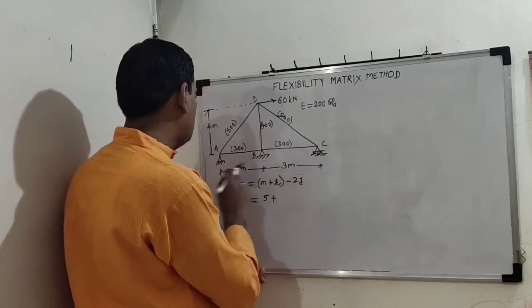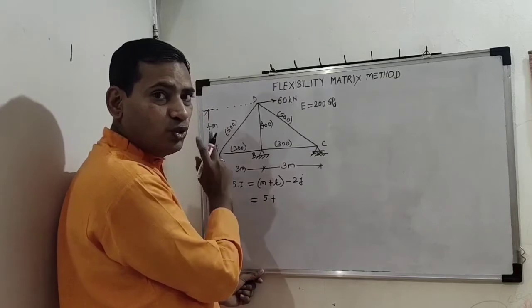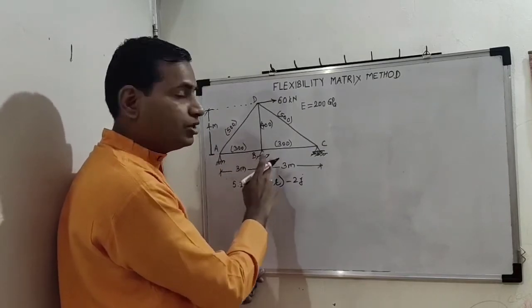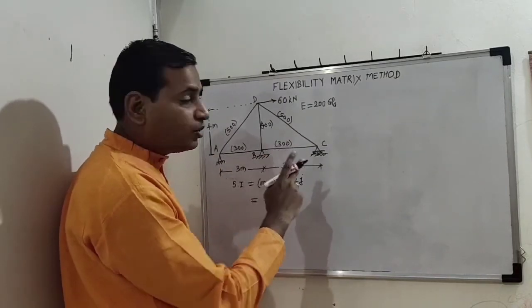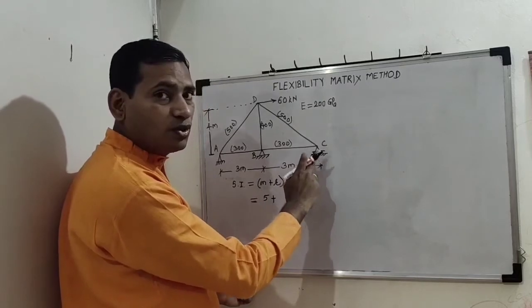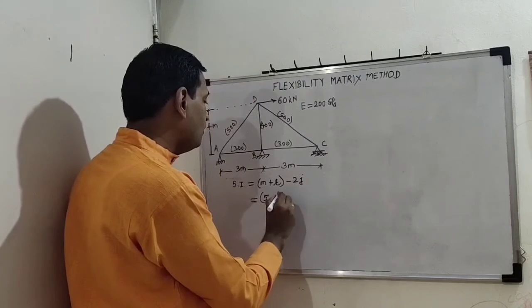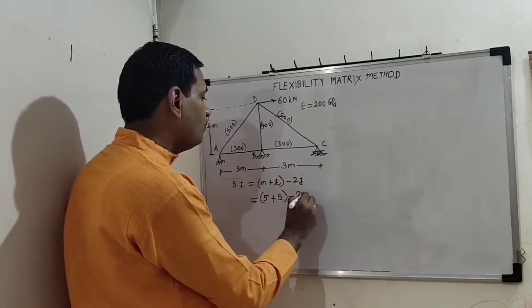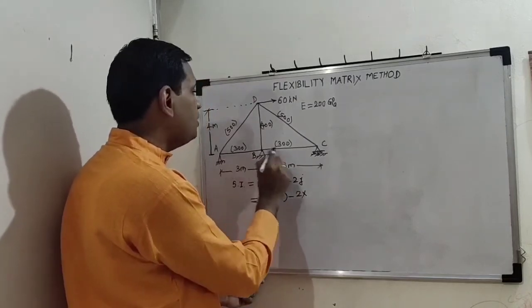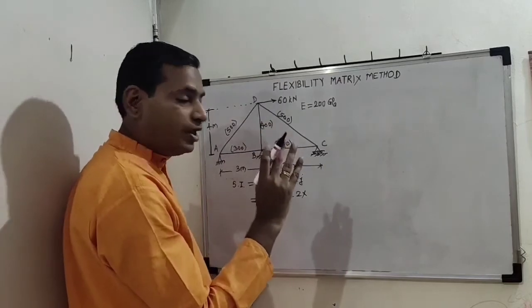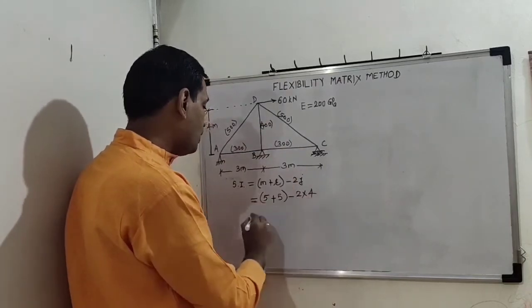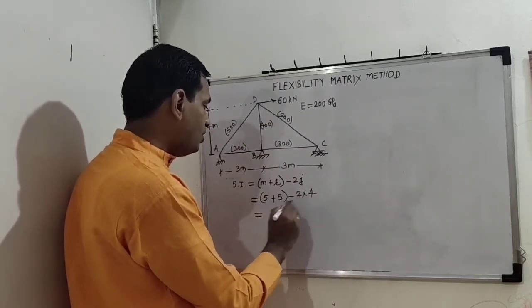Unknown reactions. This is hinge, so 2 reactions. Another hinge, 2 more reactions. So total 4. And 1 is for roller support. So 4 plus 1 is 5. So 5 plus 5 minus number of joints: A, B, C, D, 4 joints. So what is static indeterminacy? 10 minus 8, 2.